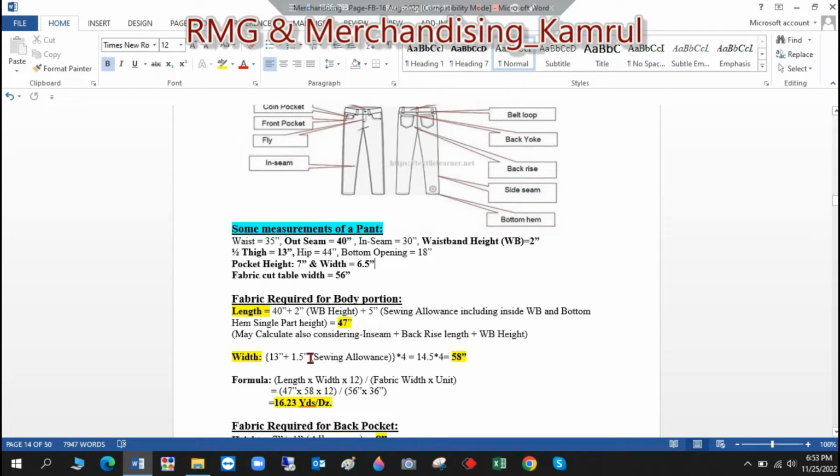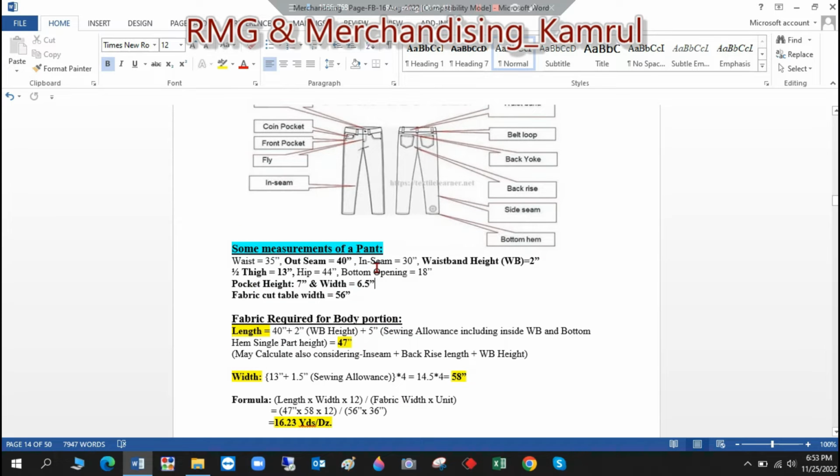Now come on, one thing here: we have put the out seam measurement, the waistband height, and the length.